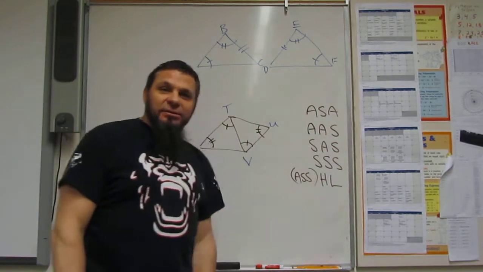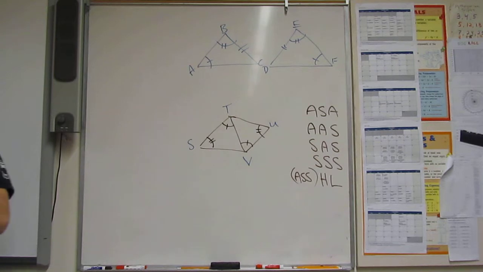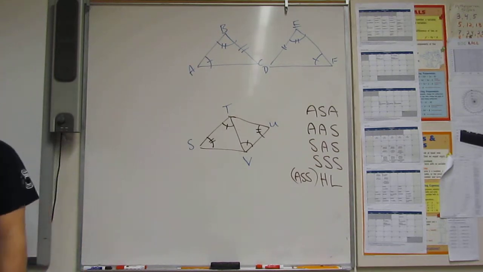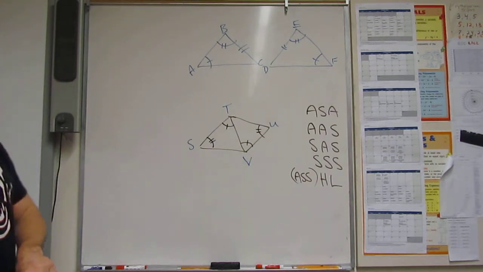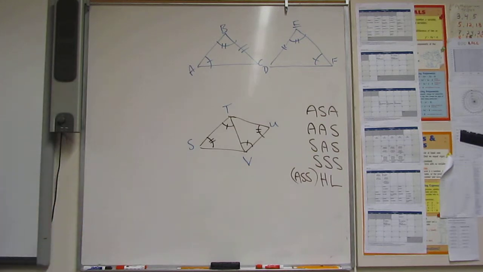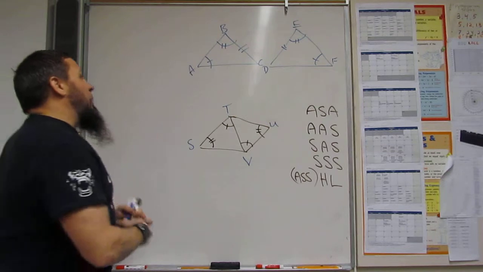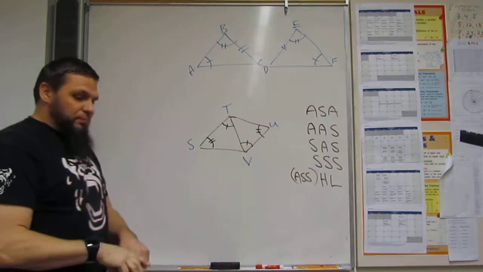angle, side, side. Okay? The angle, side, side only works if it's a right triangle. So, angle, side, side only works if it's right. Get that. Alright. So now, we've got to figure out what if these two triangles are congruent.